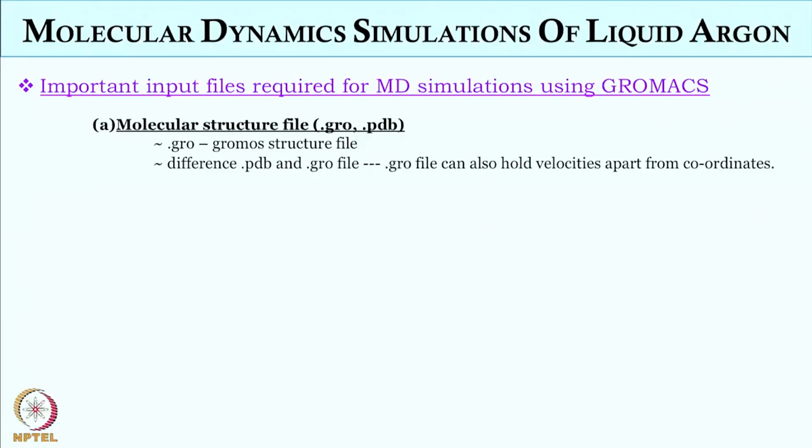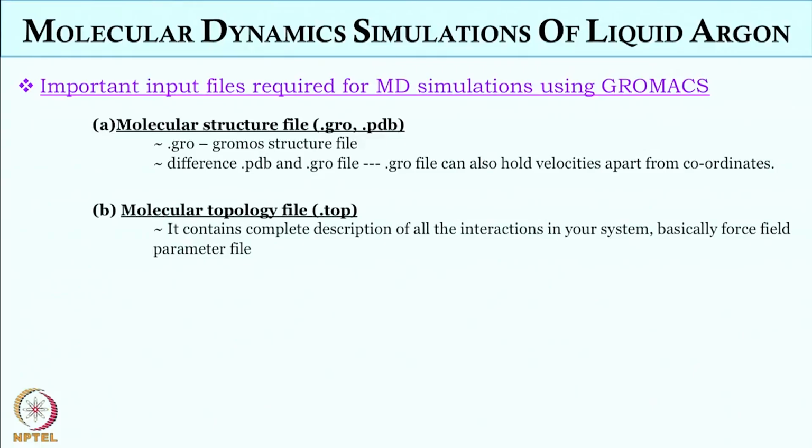The second file which is required in Gromacs for MD simulation is the topology file, which contains the complete description of all the interactions in your system. Basically, it contains the force field parameters like the Lennard-Jones potential, sigma, epsilon, charge, and all.